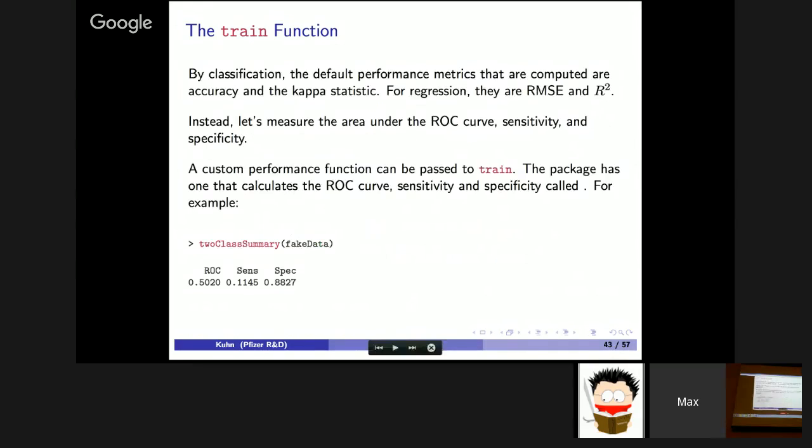Well, it turns out that we have one of those, surprisingly, because we do this a lot. And in caret, there's a function called twoClassSummary. And if I gave it a data set where I have the class probabilities and the true classes, the output of that function is a vector that has the area under the ROC curve, the sensitivity for the 50% cutoff, and the specificity for the 50% cutoff. And so this is the underlying function that I would use to calculate those.